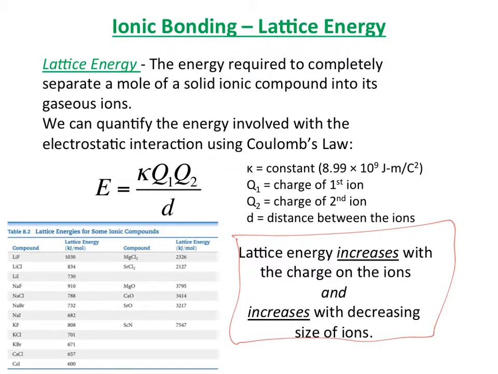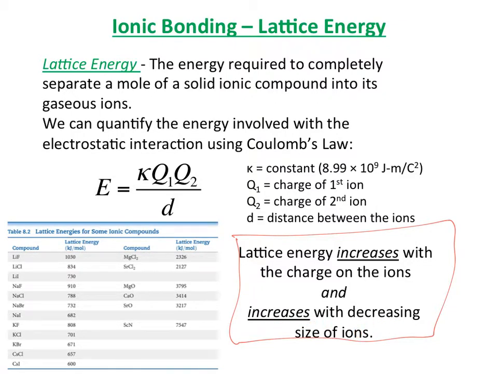What do I mean by that? Again, the greater the charge on the ions, the greater the lattice energy. As the size increases, they're going to actually decrease the lattice energy. It's easier to pull them apart. They're separated farther. Or you could think about it as the lattice energy is going to increase with decreasing size of the ions.